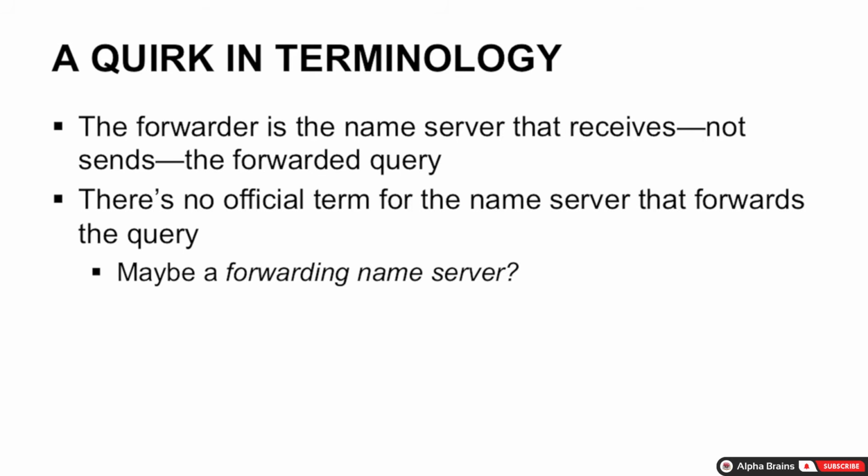The forwarder is the name server that receives the forwarded query. The way English usually works, if you make a noun out of a verb by adding ER, you're referring to a person or thing that performs that action. A worker works, a hunter hunts, and so on. But a forwarder doesn't forward queries. It receives queries that have been forwarded. What do we call the name server that forwards the queries? Well, you could call it a forwarding name server. I've heard that a few times, but I don't think there is an official term for it.